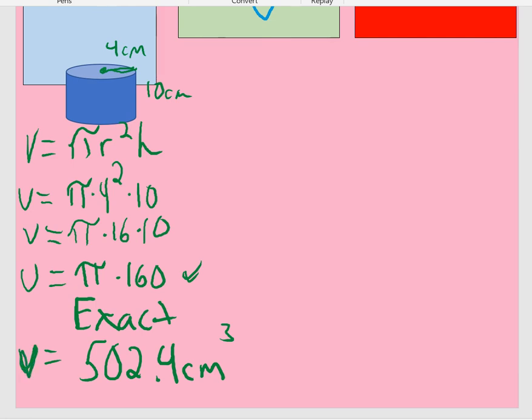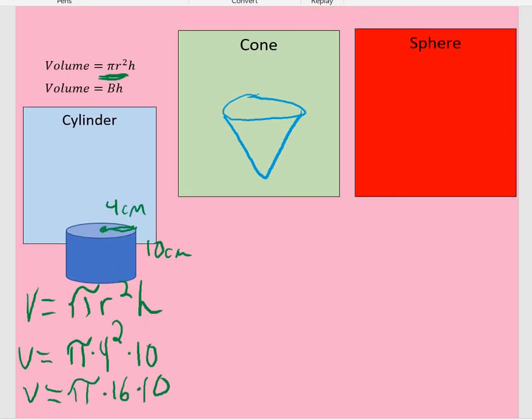Okay? Let's look at cones. A cone is just like a cylinder in every single way, except it's a little bit smaller. It's convex or concave, depending on which way you're looking at it. It's the same thing as a cylinder. It's got the same base, which is a circle. It's just that when you stack the circles up on top of each other, they're getting smaller and smaller every single time.